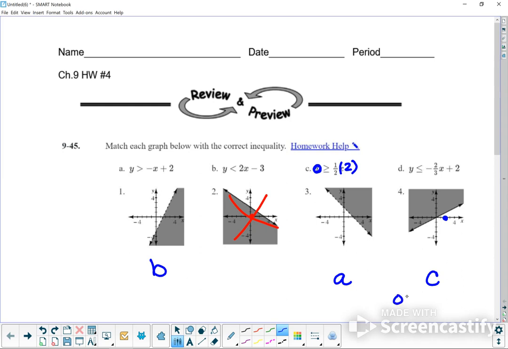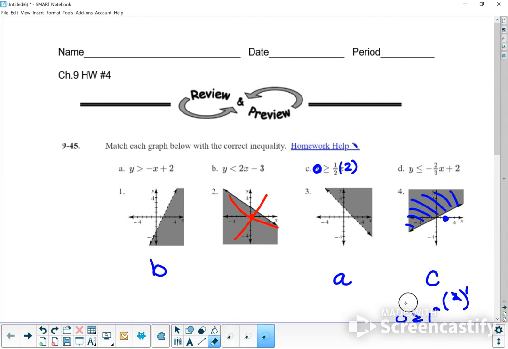So we got 0 greater than or equal to 1/2 times 2. And 1/2 times 2, the 2's cancel and makes it 1. So this comes out to be 0 is greater than or equal to 1. And that's wrong. 0 is not greater than 1. So that's why we don't shade towards this point right here. We shade away from it. That's why we're shading on top of it. So this graph does work. Okay, so that one should be C.